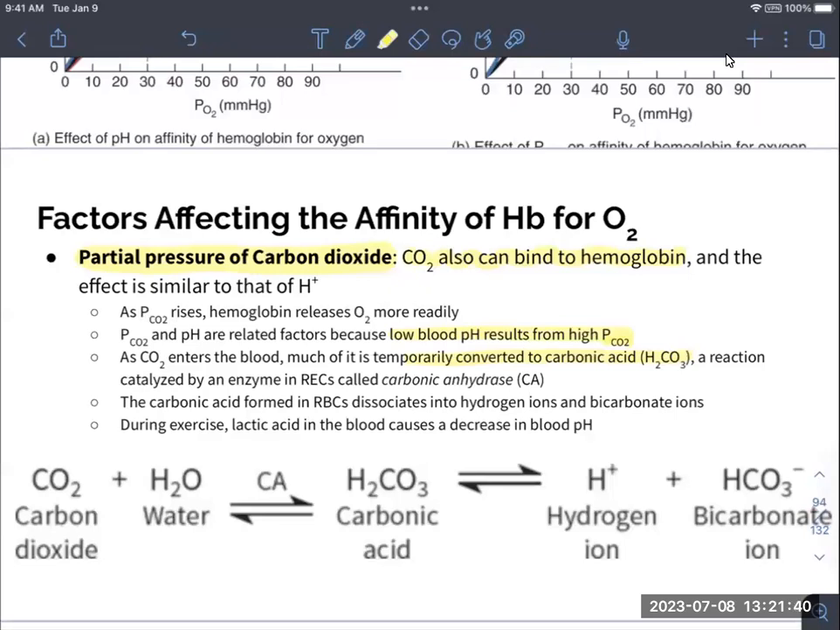And it uses that enzyme carbonic anhydrase. So that carbonic acid, it's formed inside the red blood cells, and it's going to dissociate into these hydrogen atoms and bicarbonate. I mentioned water before, I was wrong. It's hydrogen.